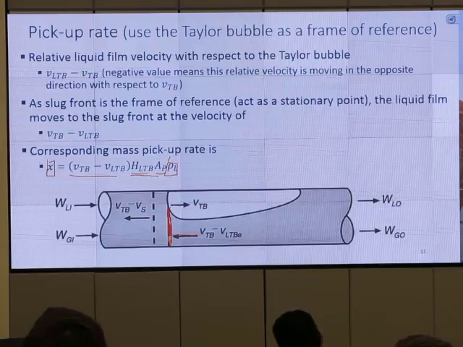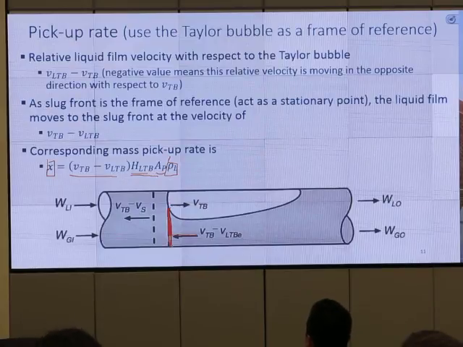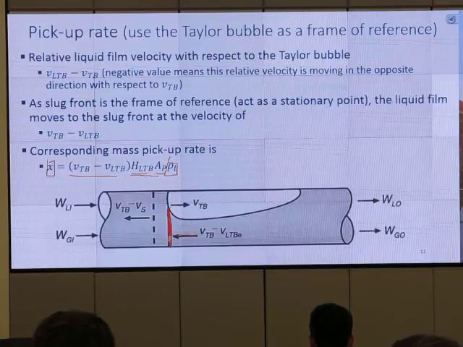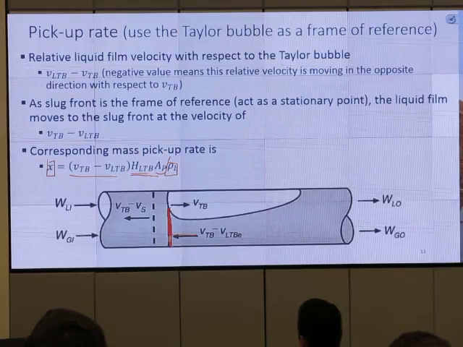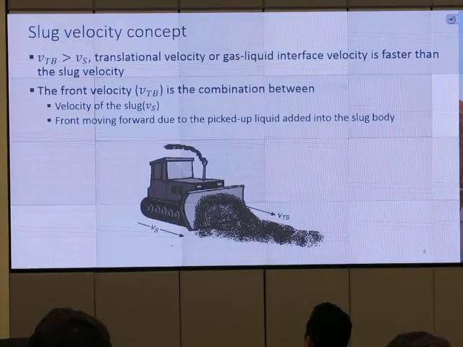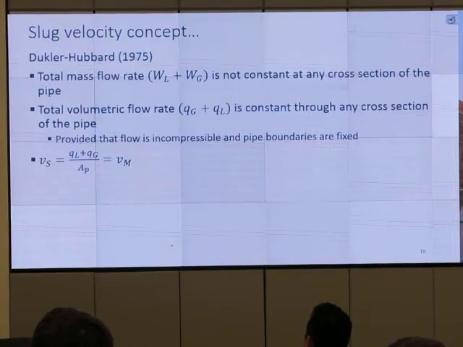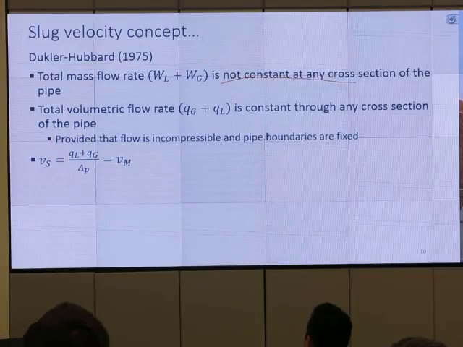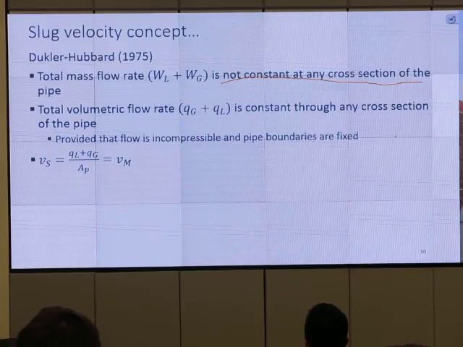You see this red boundary? Mass per unit time that goes into that red boundary is the pickup rate, right? Because the slug body picks up some mass and releases some mass at the back. What is not equal is total W. Total W is not constant at any cross section of the pipe.